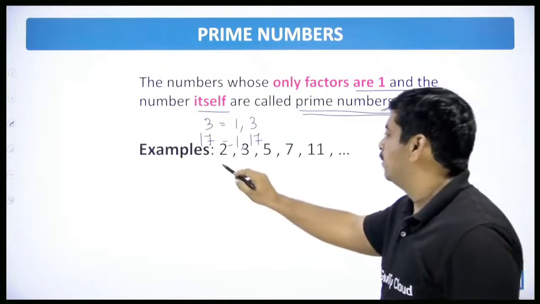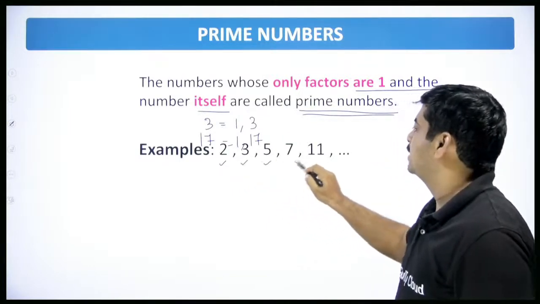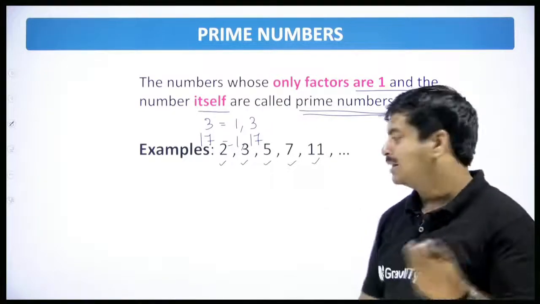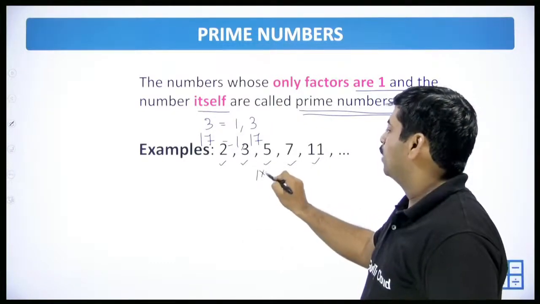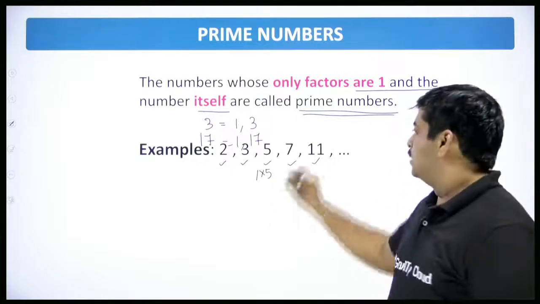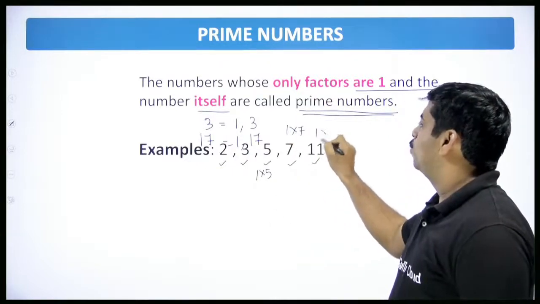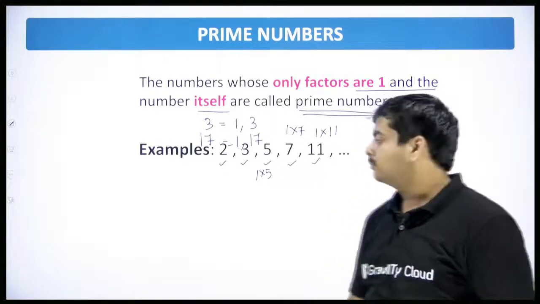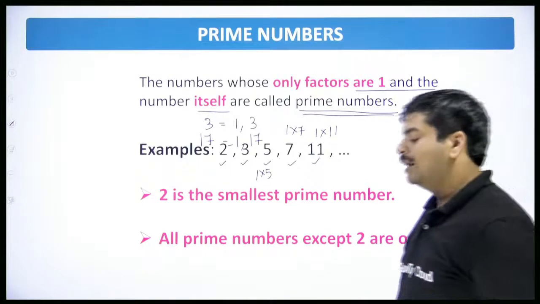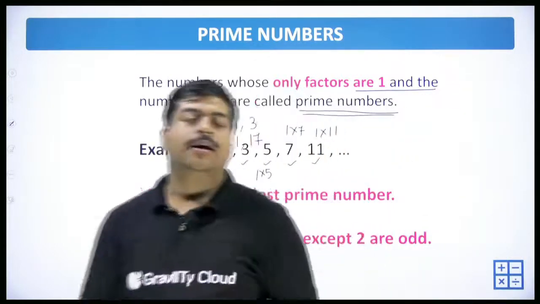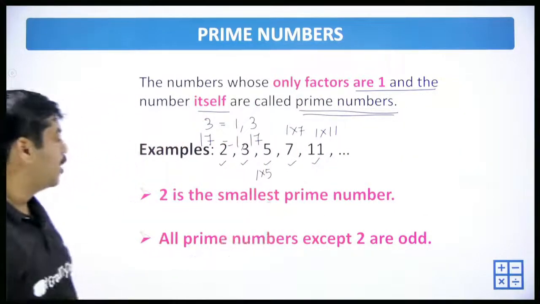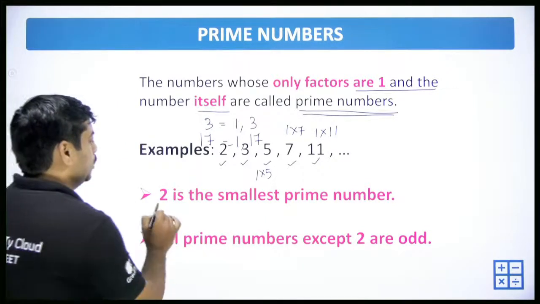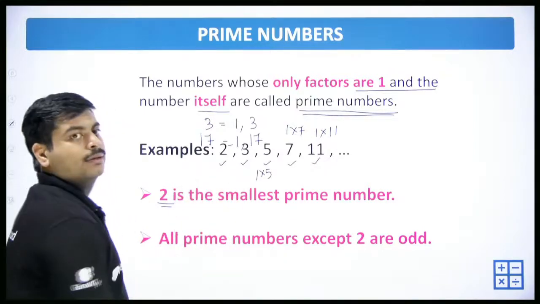We have several examples here: 2, 3, 5, 7, 11. All these are examples of prime numbers. You can see 5, it is only 1 into 5. You cannot have any other factor. 7, 1 into 7, 11, 1 into 11. You don't have any other factors except 1 and the number itself. Right? So 2 is the smallest prime number, and all prime numbers except 2 are odd.